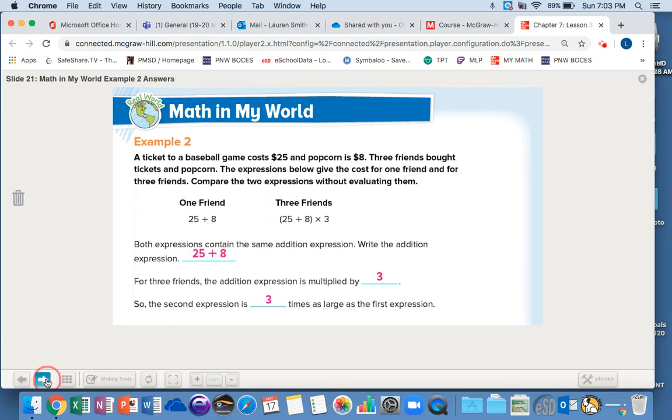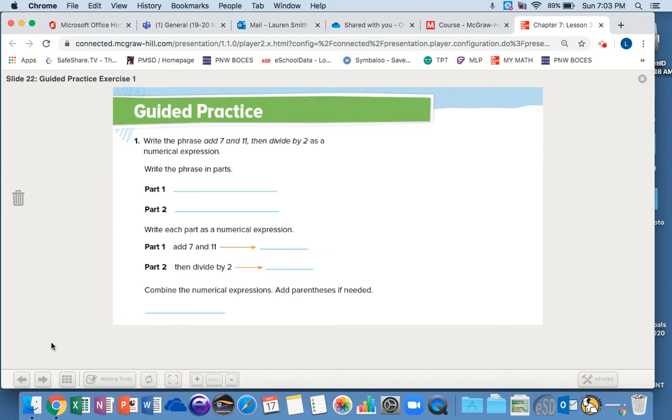Okay, nice job. All right, for this one, it says write the phrase add 7 and 11 then divide by 2 as a numerical expression. So we're going to write it in parts. So part 1 said add 7 and 11. So that just means 7 plus 11. Part 2 says divide by 2. So you would divide by 2.